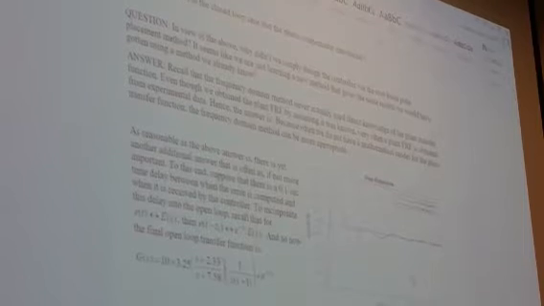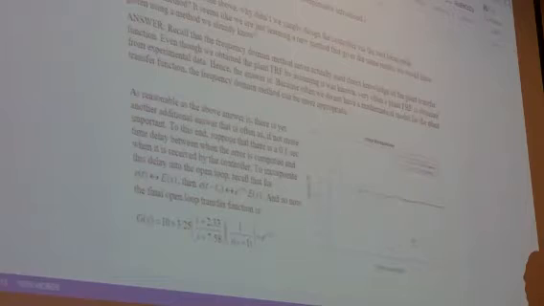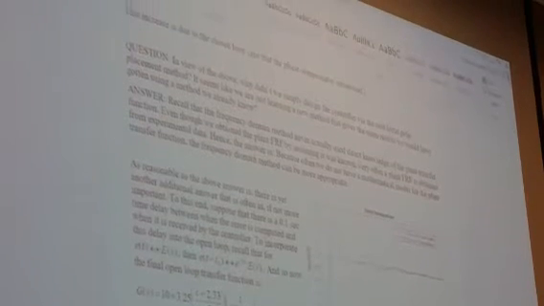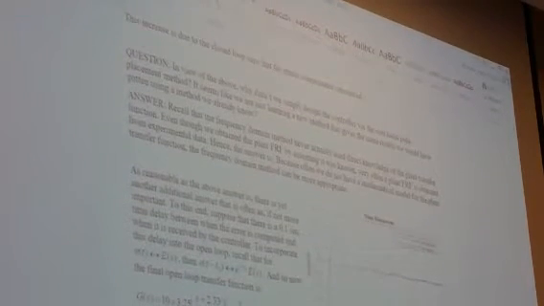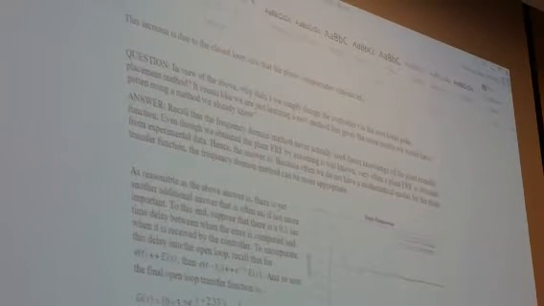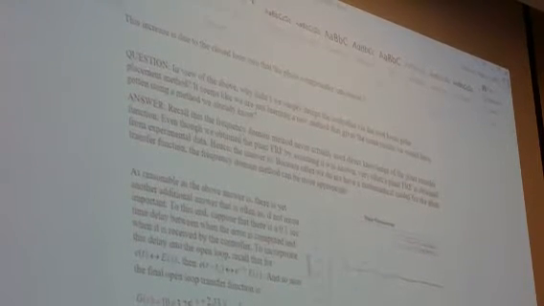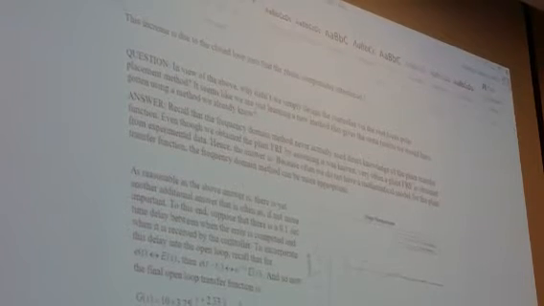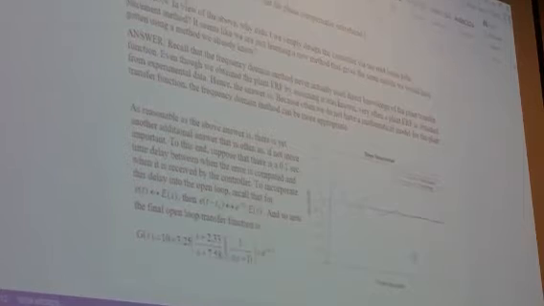All right, so there's the question. In view of the above, why didn't we simply design a controller via the root locus pole placement method? It seems like we're just learning a new method to get the same results that we would have gotten with a method we already know. Fair critique. Answer, recall that the frequency domain method, and be prepared on your exam, you're going to get this.